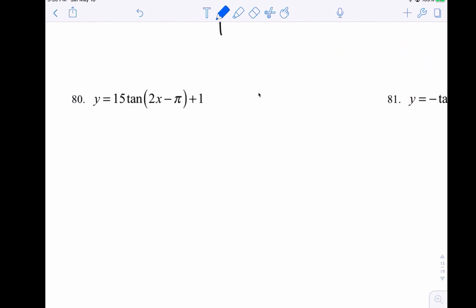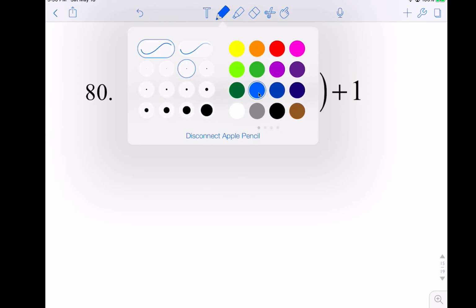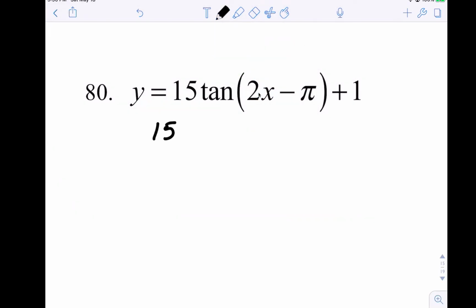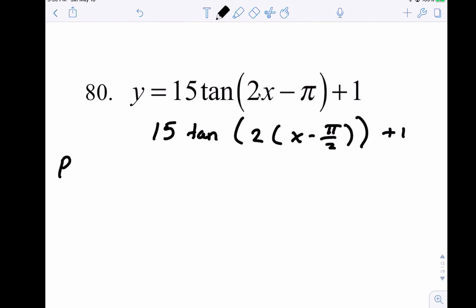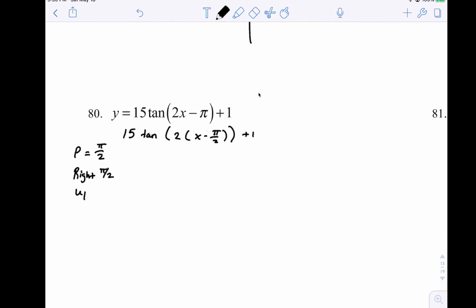Okay, and then the last two here are tangent. All right, so we have 15 tangent times 2 parentheses x minus pi over 2 plus 1. Remember, amplitude is not really that important here. The big thing is the period. So the period here is pi over 2, right? And we're going to move the graph right pi over 2 and up 1.